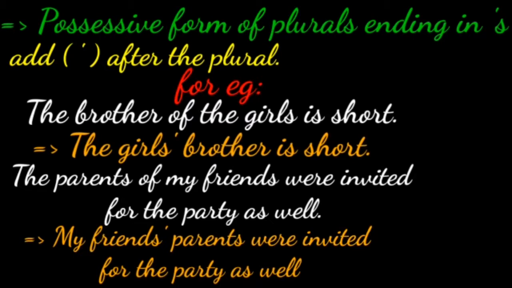Let's check out another example. The parents of my friends were invited for the party as well. I repeat, the parents of my friends were invited for the party as well. This can be written as my friends' parents were invited for the party as well.